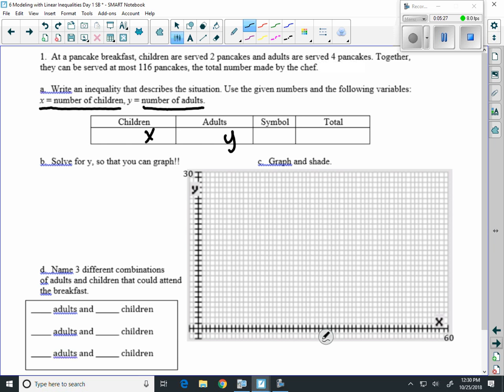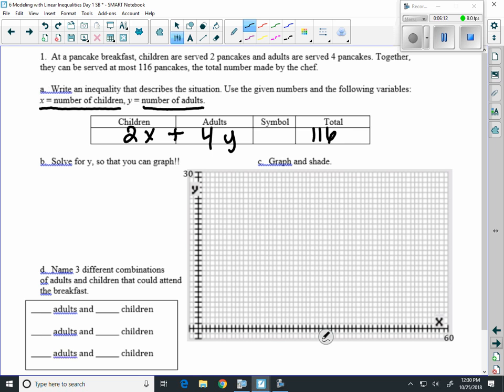How many pancakes does each child get? 2. So that's 2 per kid. So 2 times X. Tracking with me? How many do the adults get? 4. So that's 4 pancakes for each adult. What's the total pancakes that can be served? 116. Now, assume that we add these together. So the number of child's pancakes plus the number of adult pancakes, that'll give us the total pancakes. Yes? There has to be addition. With me on that? The addition part?